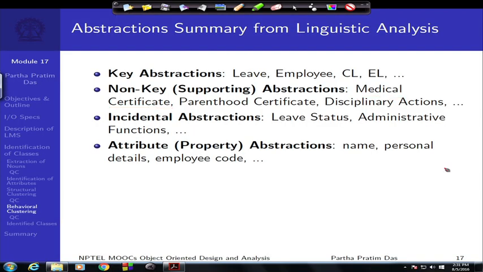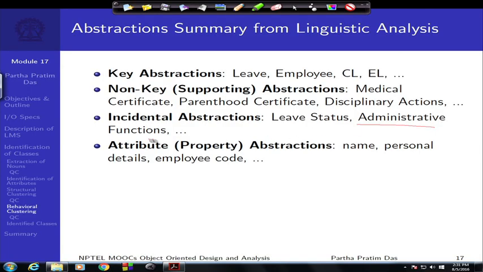Certain abstractions are also found in terms of structural and behavioral clustering: incidental abstractions, kind of administrative functions, leave status, and so on. We are putting them on the sideline, because we really have to go through the document and the video more to understand whether they are critical for the LMS system, or have just occurred in the specification, because when you talk about the activities in a certain context, the related subsidiary, tertiary activities also get talked of.